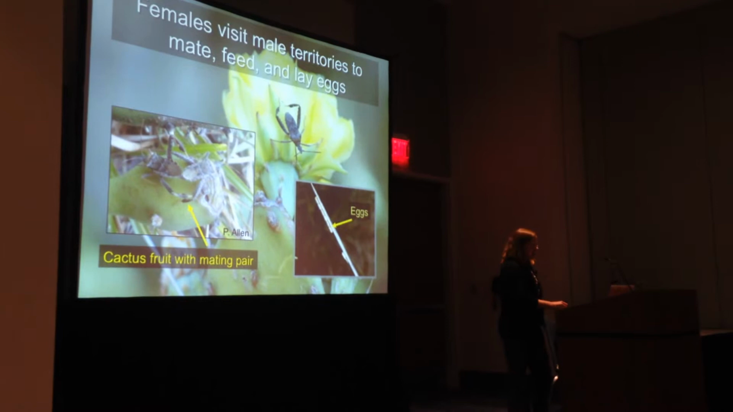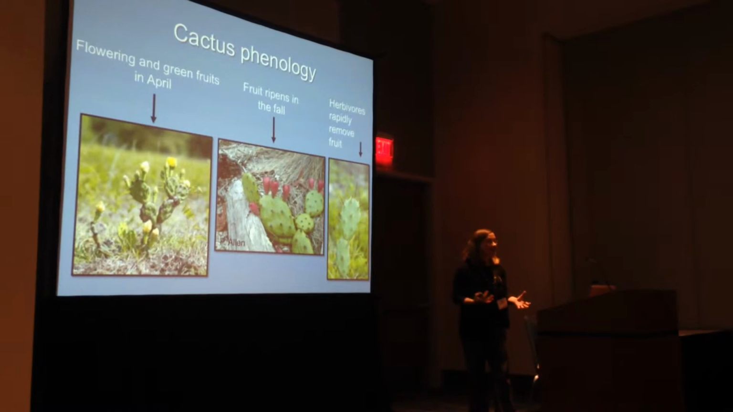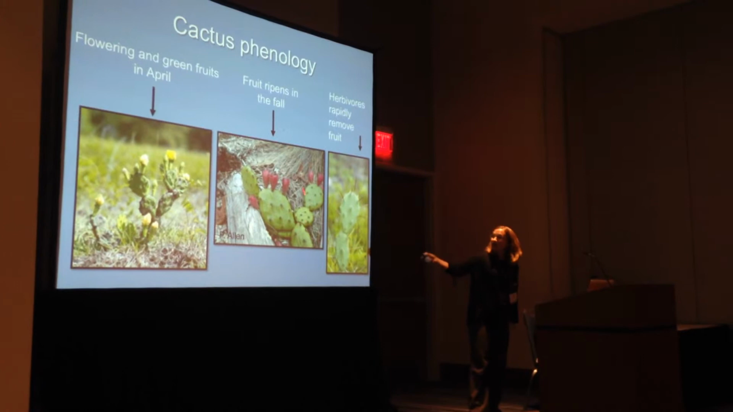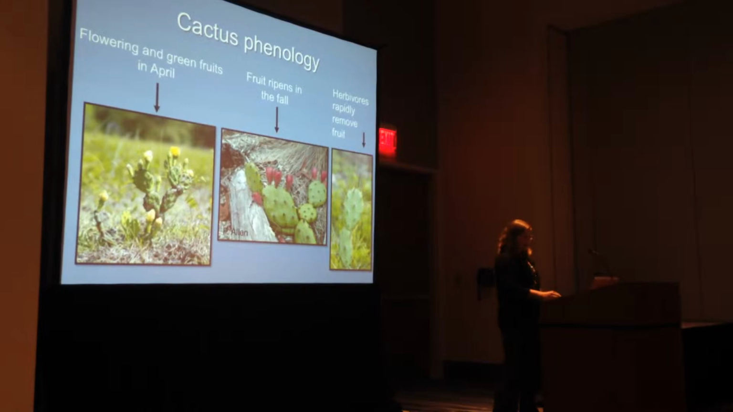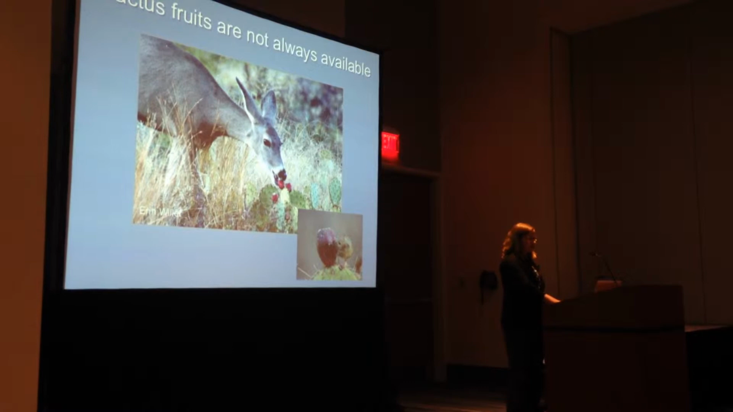Cactus fruit, it turns out, is really important to these insects. The cactus produces flowers and green fruits early in the year. Throughout the summer into the fall, this fruit is ripening, and once it's ripe, it's rapidly removed from these cactus plants. It's a real hot commodity out there. There are a lot of herbivores that really like these ripe cactus fruits, including deer, rodents, and tortoises.